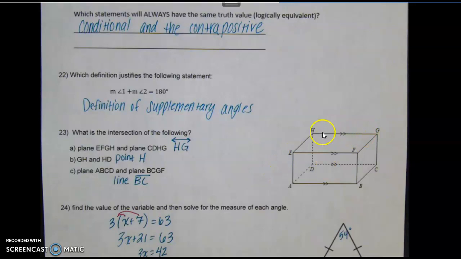Now, GH and HD, those are lines for problem 23B. GH and HD intersect at a point H. Lines always intersect at a point. Now, for C, I've got two planes, ABCD and BCGF. ABCD is the bottom of the box, and BCGF is the right side of the box. Now, they intersect at that bottom right line, BC.